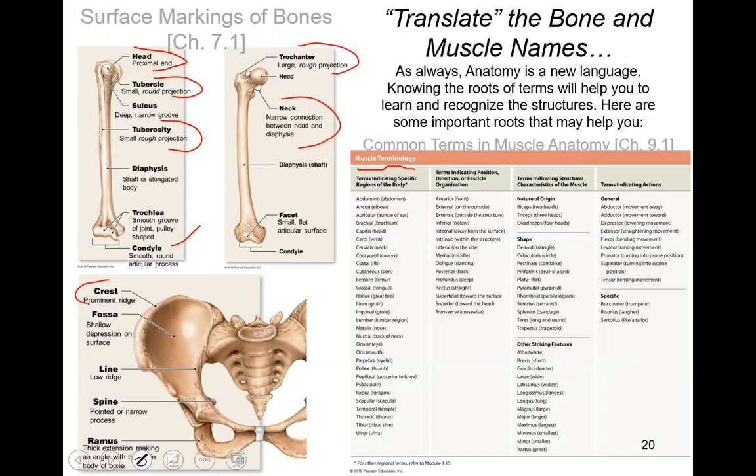A crest is a prominent ridge. A fossa is a depression, as opposed to a foramen, which is a hole. And finally, a spine is pretty much a pointy part of a bone.